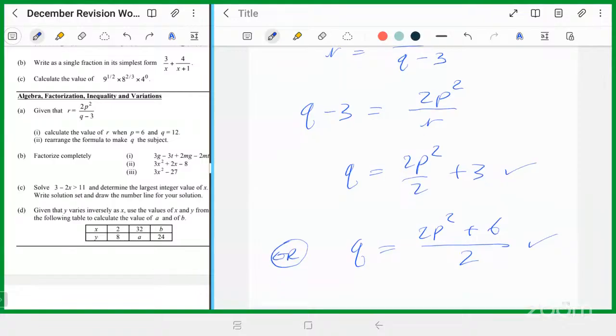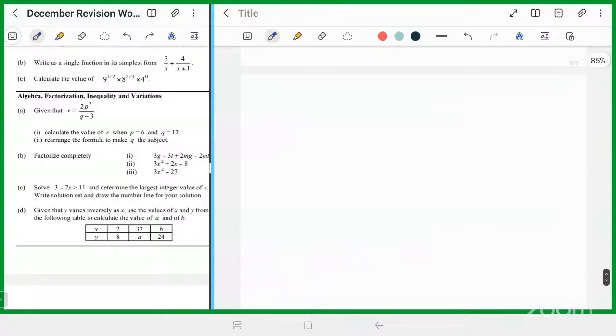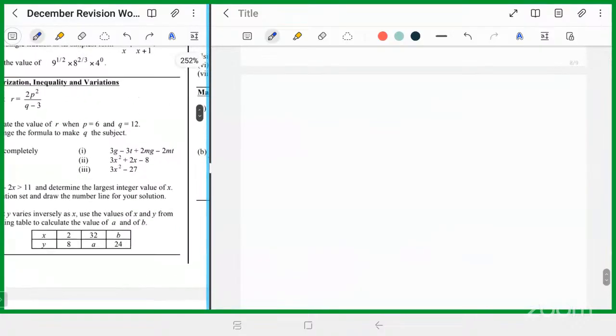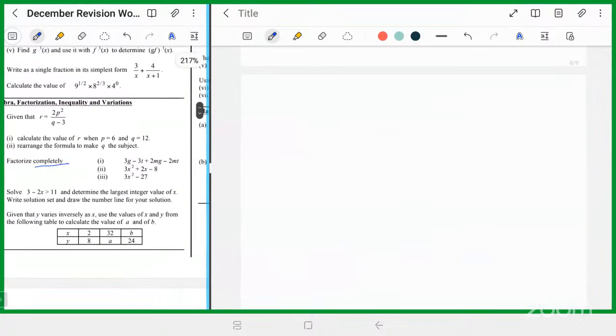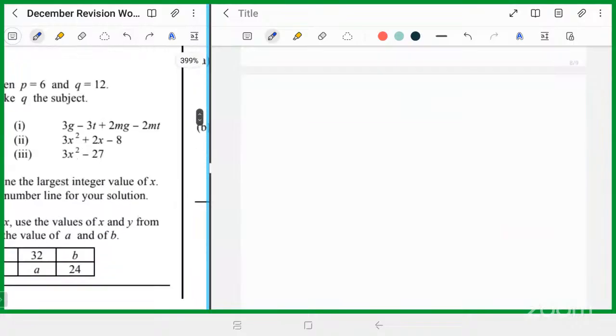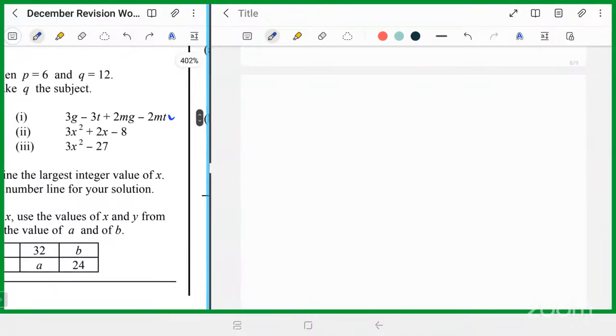Let's continue down to part B. Part B wants us to factorize these things completely. Keyword is completely. Alright, so factorizing these three things, 1, 2, and 3. Now the first one has four terms, so one is a factorization by parts or factorization by grouping.